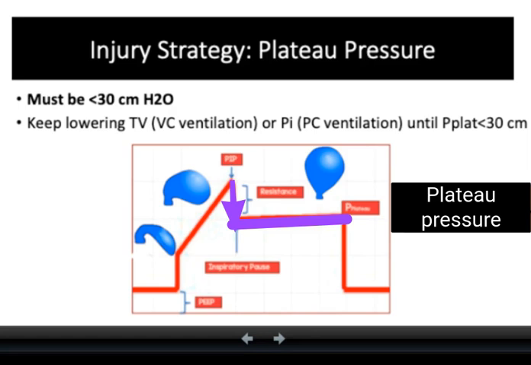If you measure a plateau pressure in your patient, and we will learn how to do that in a few slides, and this pressure is above 30 centimeters of water, in order to decrease it, you can either lower your tidal volume if you're doing a volume control ventilation, which indirectly will decrease this pressure, or you can directly decrease inspiratory pressure if you're performing pressure control ventilation.